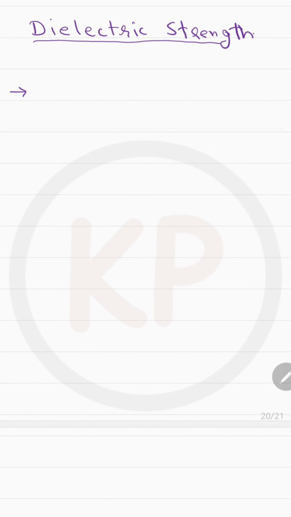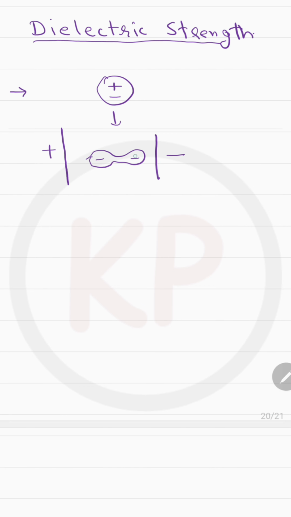Dielectric strength. This is actually the strength for which the breakdown occurs in an atom. Suppose imagine this is a non-polar molecule. This positive and negative charge are very near to each other. If we keep this inside an electric field, like if this is a capacitor, this is the positive terminal, this is the negative terminal, then it gets elongated like this.